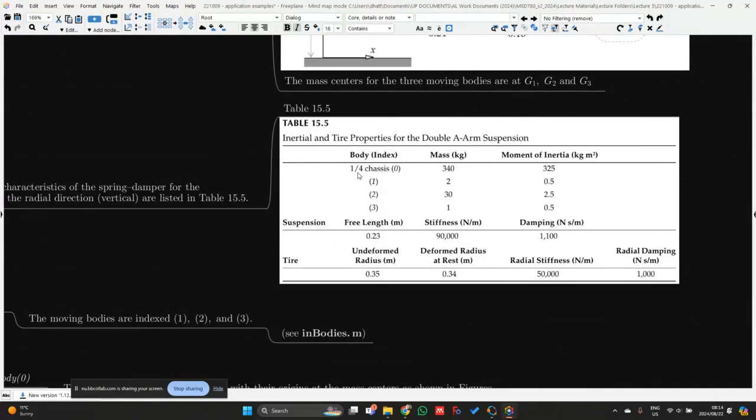However, for the body coordinate formulation, we're probably not going to use this body 0 information over here. Reason being, we don't actually consider ground when we set up our bodies. We're only going to focus on bodies 1, 2, and 3. And then we also have some spring information over here. So for the suspension system, the free length, the stiffness, and the damping. And the tire itself also has an undeformed radius, a deformed radius at rest, a radial stiffness, and radial damping as well.